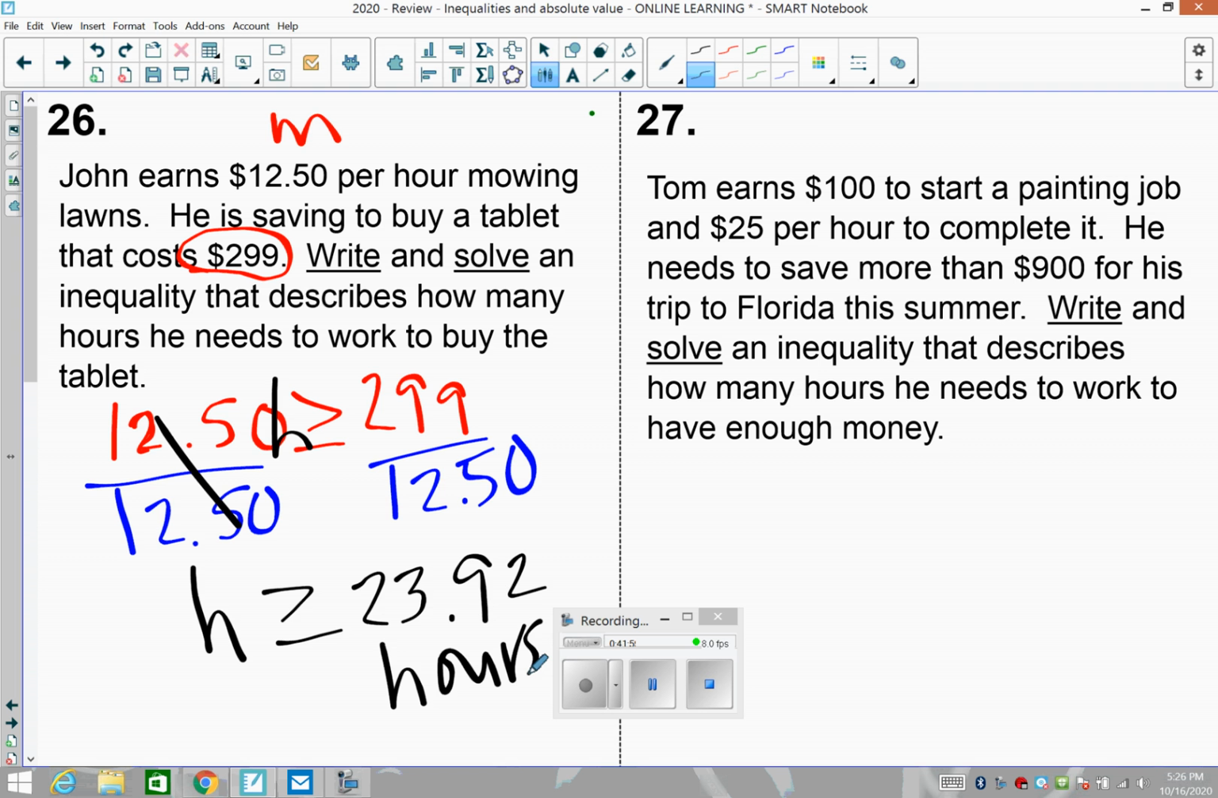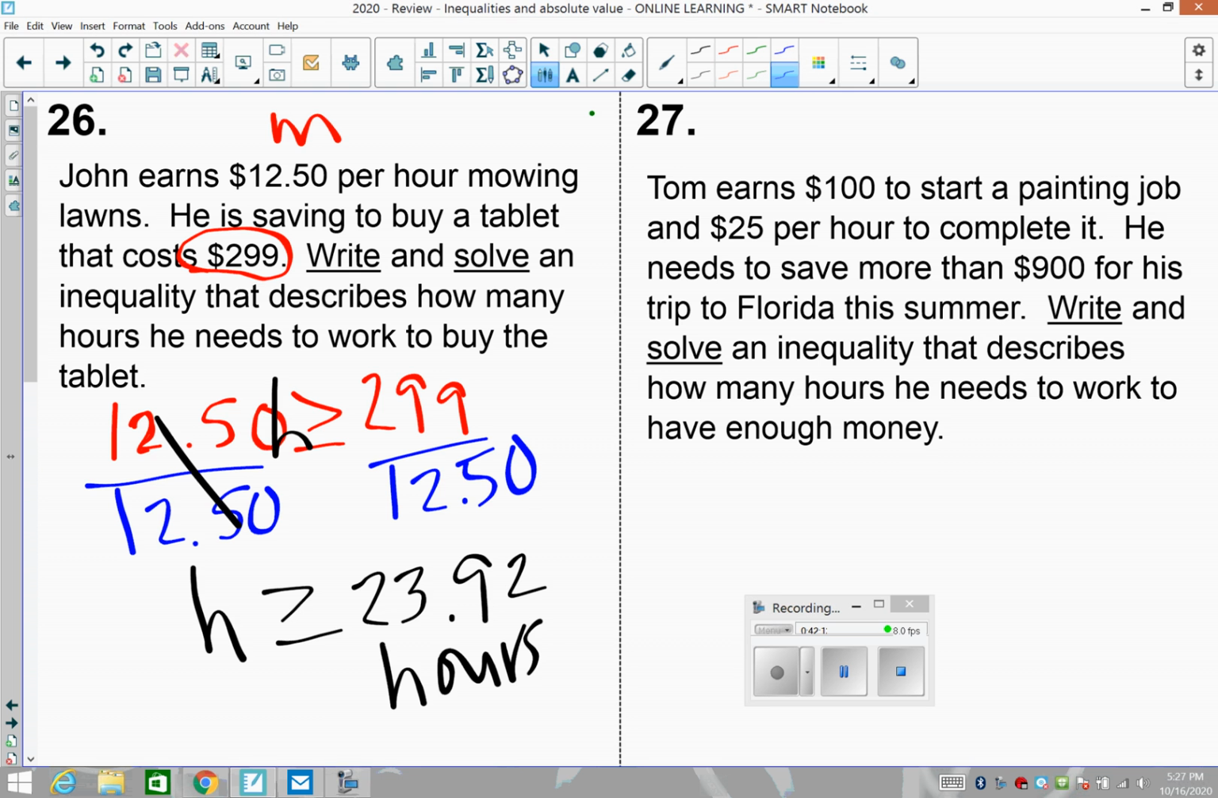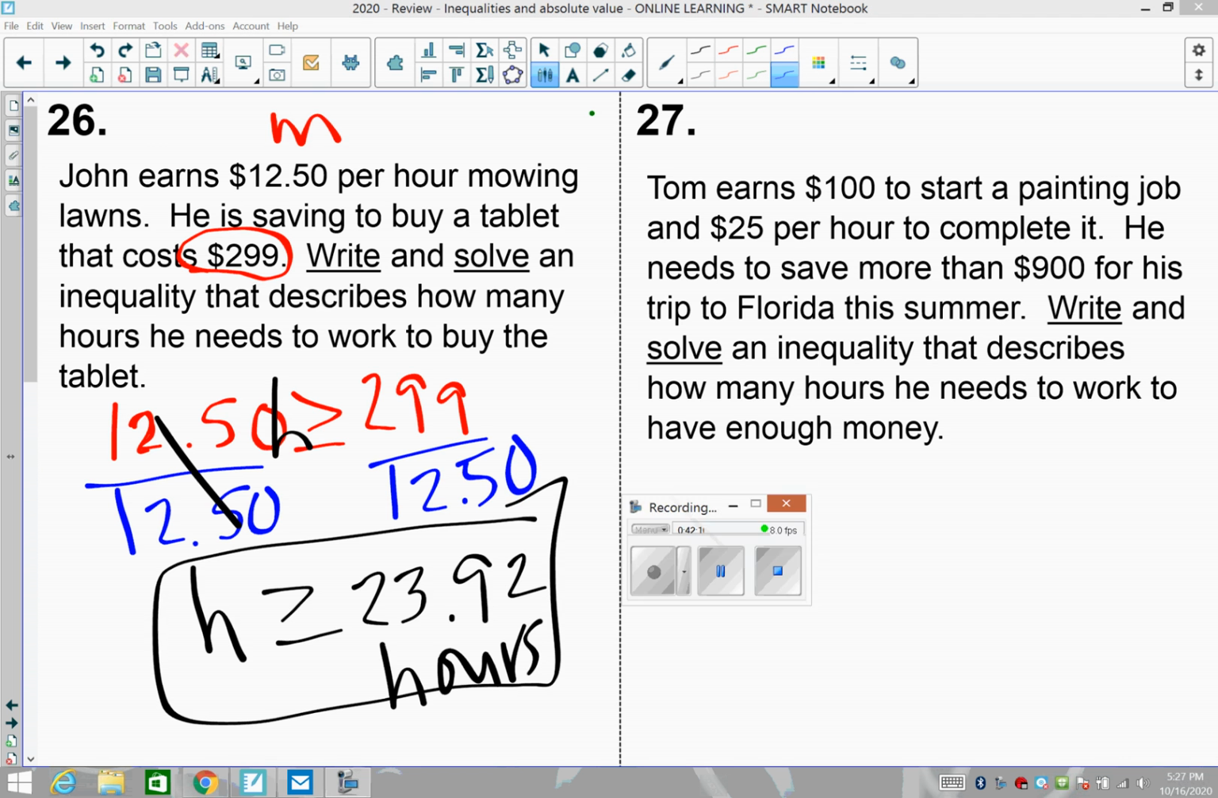Now the question is, is it possible to work part of an hour? Yeah, you can. It is possible. You could work 23 hours and 56 minutes. That is a real thing that is feasible. So that one would be acceptable. We do not have to graph that, so we can move on.